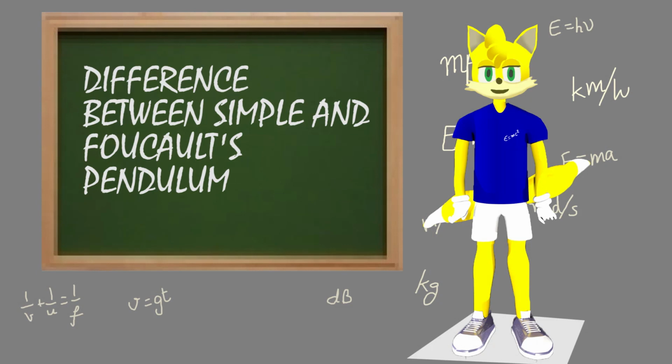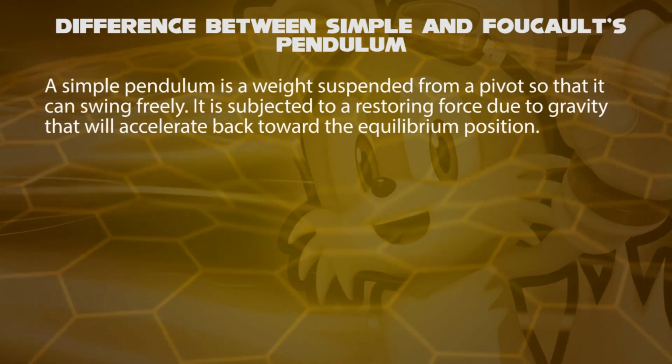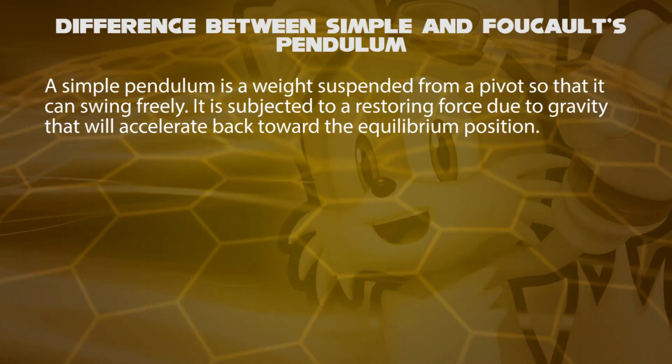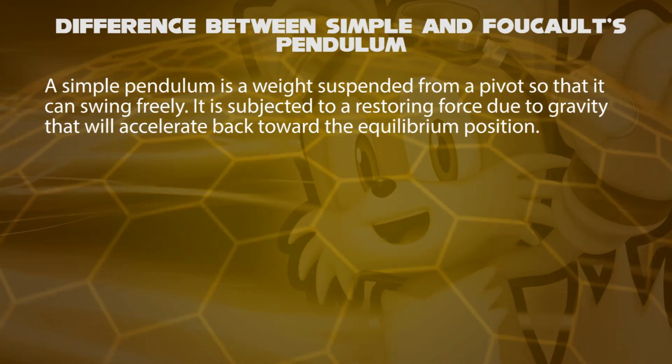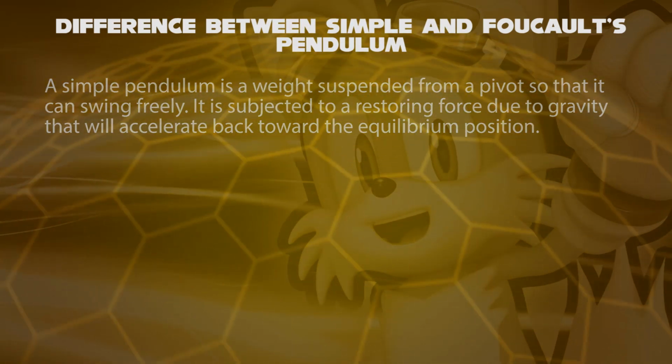We will learn about the difference between the simple pendulum and Foucault's pendulum. We first go ahead with the simple pendulum. A simple pendulum is a weight suspended from a pivot so that it can swing freely. It is subjected to a restoring force due to gravity that will accelerate it back toward the equilibrium position.